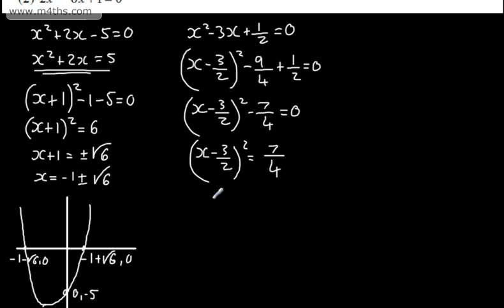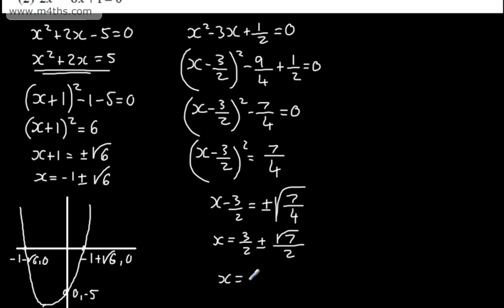So let's go ahead and write this. x minus 3 over 2, we need to square root both sides. So plus or minus the square root of 7 over 4. I'm going to add the 3 over 2 to both sides. And then I'm going to write plus or minus, and we can split this up. This is the same as the square root of 7 over the square root of 4. The square root of 4 is 2, and that will correspond to the value we have here. So x is going to be equal to 3 plus or minus the square root of 7 over 2. And that is what we call an exact answer.